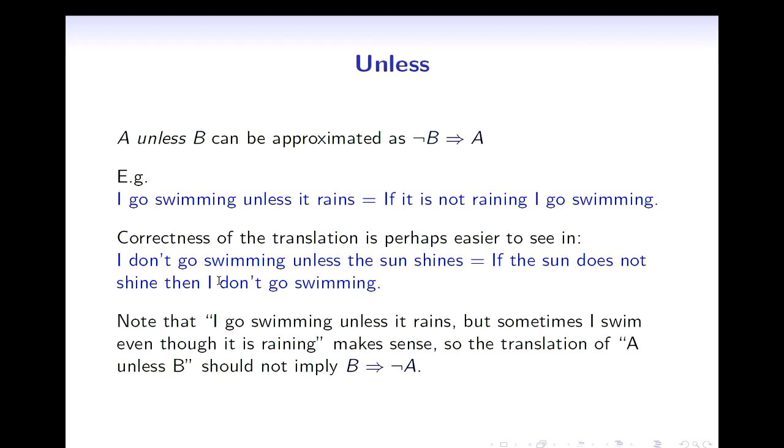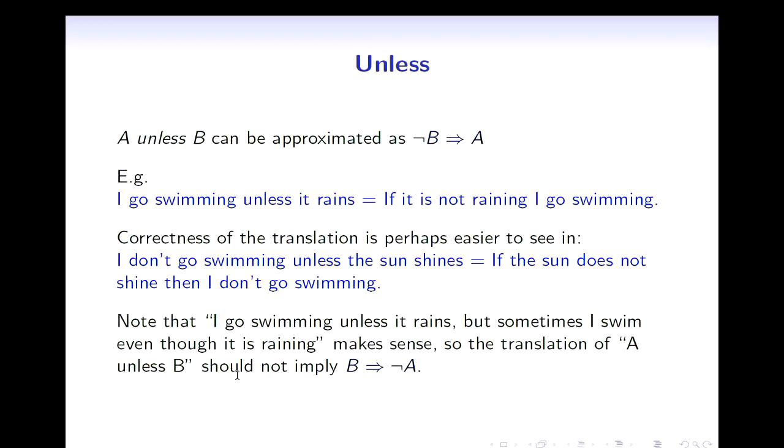The correctness of this translation might be a little easier to see if you look at this example. I do not go swimming unless the sun shines, in which case you want to say if the sun does not shine, then I don't go swimming. And this is the same translation with the help of this implication here. Do note that I go swimming unless it rains, but sometimes I swim even though it is raining.